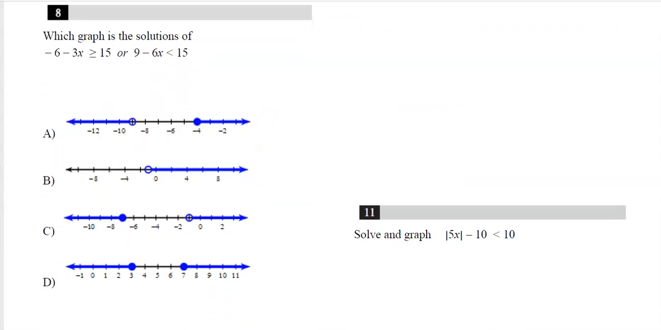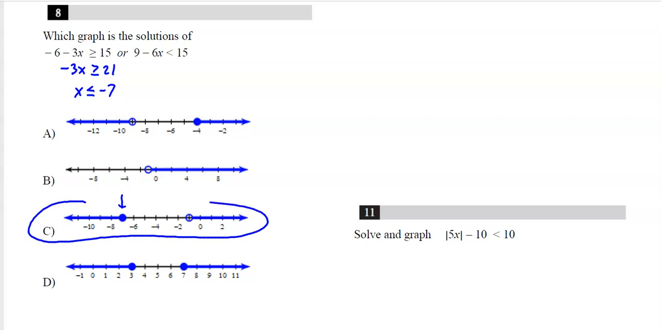Number 8, solve this problem. So I'm going to solve both sides. So first thing I'm going to do is add 6. And then divide by -3, which means I have to flip the sign. So x is less than or equal to -7. Well, that's right here. And none of the other ones have that.